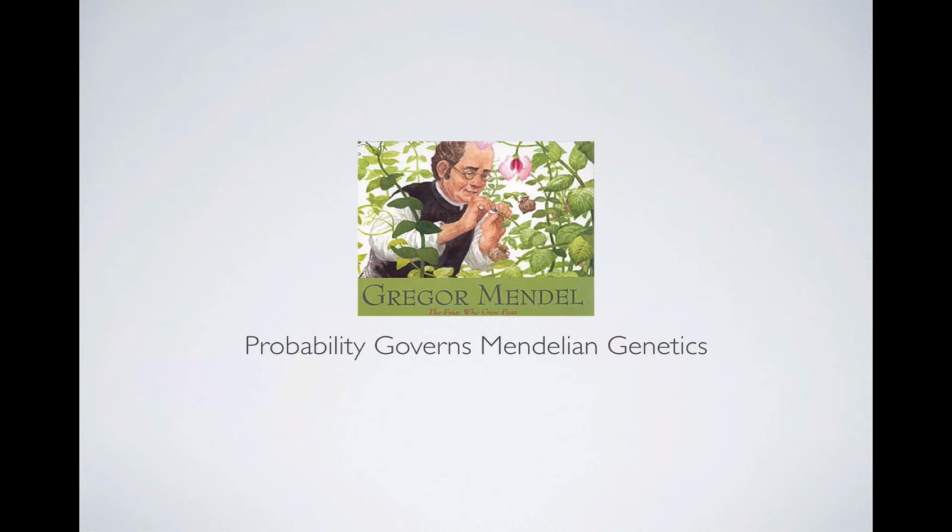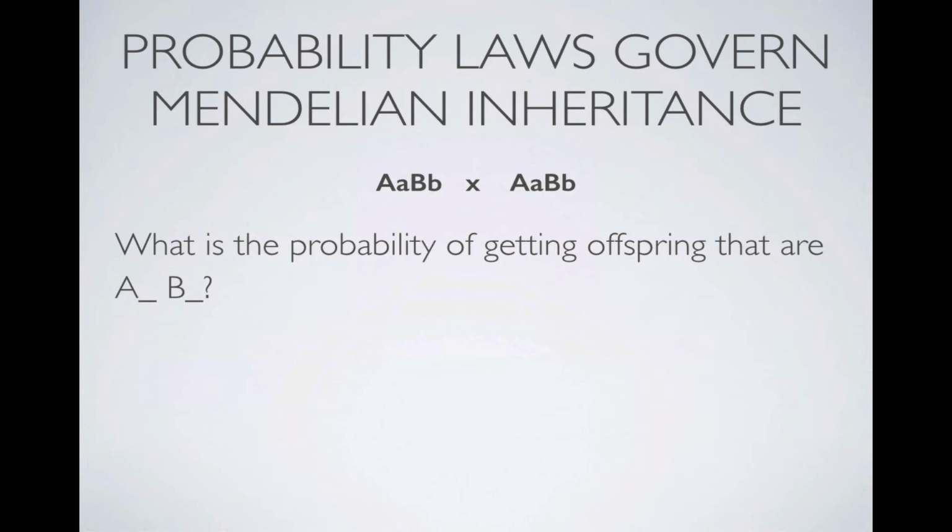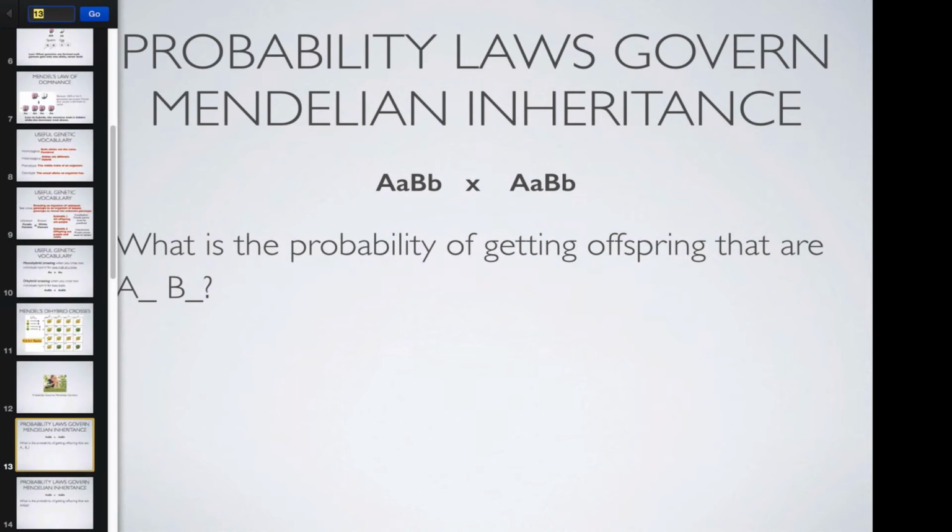Now Gregor Mendel's work and the genetics that he observed in pea plants is governed by the laws of probability. And we can use the laws of probability to figure out genotypes of offspring, or probabilities of offspring, without actually doing Punnett squares. So let's say you have this dihybrid cross and you want to figure out the probability of getting big A something, big B something. All right, how would you do that?